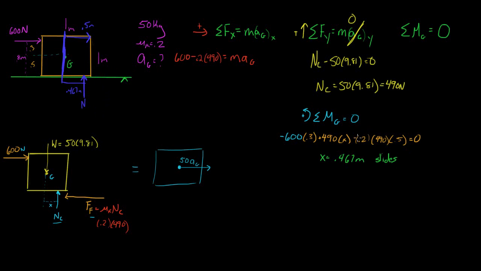Okay, so we can also solve right here. We can solve for our acceleration of G, acceleration of the center of mass, and we get the acceleration of our center of mass is equal to 10.04 meters per second squared. And it's positive, so it's going to the right.